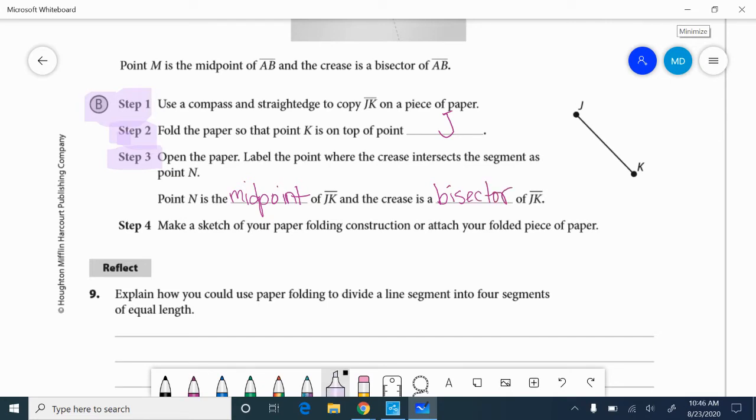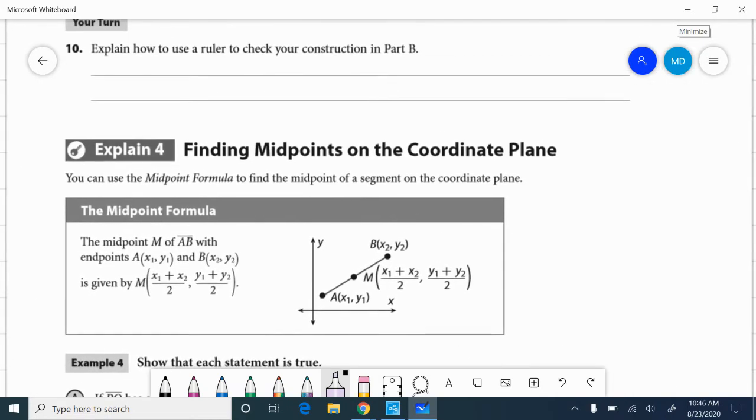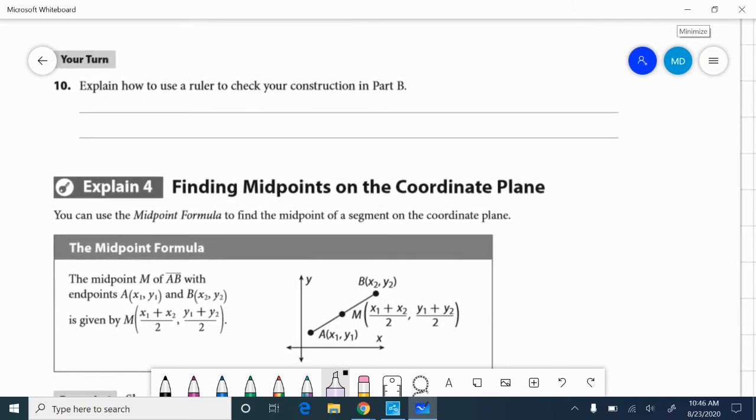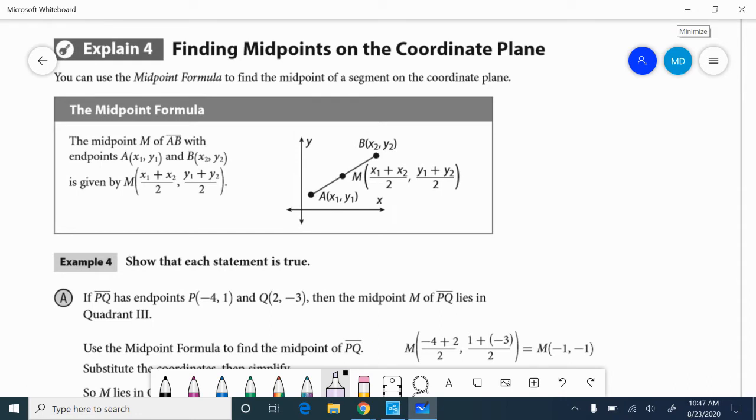Step four. Make a sketch of your paper folding construction or attach your folded piece of paper. You do not have to do that. We are going to just skip over number nine. So I'm going to move on to page 12. And we are not going to do 10 either.